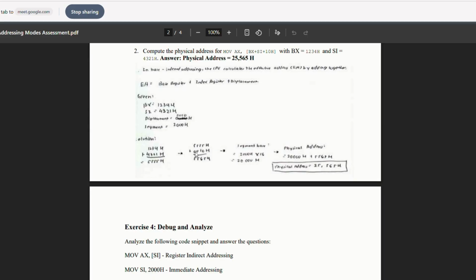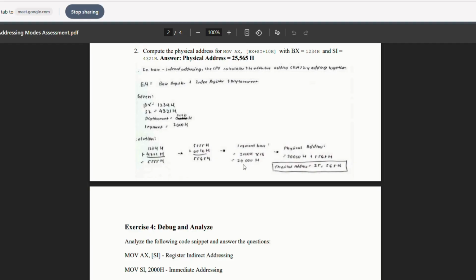5555H plus 0010H is equal to 5565H. Now the CPU knows the exact offset within the segment. And the segment base to get the physical address is equal to 2000H times 16, so we get 20,000H.